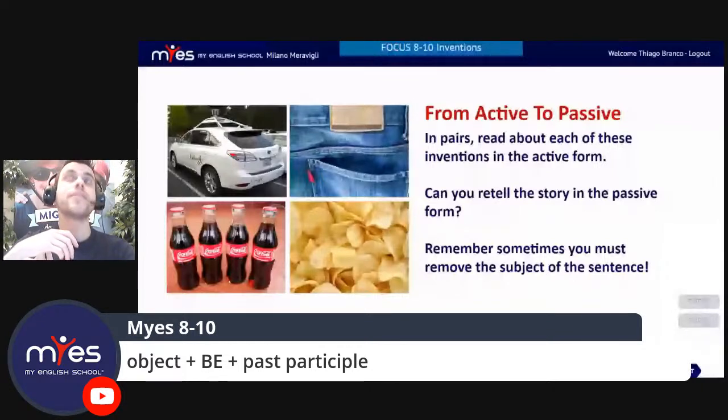Since its invention, Pandoro has been produced in Verona. In 30 years, Pandoro will be produced in Verona. I can say in this moment, Pandoro is being produced in Verona. So basically, as you see, I can use any tense and I don't have to change anything. I don't change the object. I don't change the past participle. The only thing is verb to be.